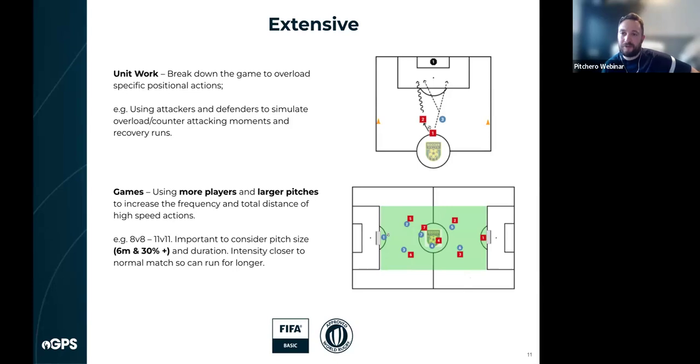Cool. No, that 6 meter and 30% rule is just gold dust. I remember doing that when I was playing, and never even thought about just the actual areas that we were playing in. But thinking about it now, it makes total sense, doesn't it?